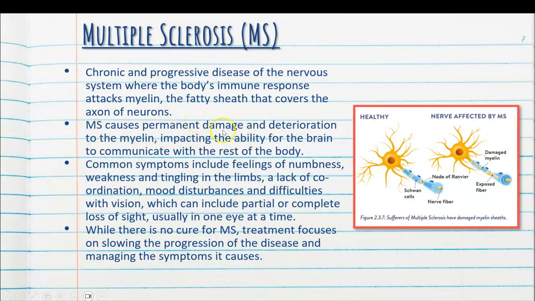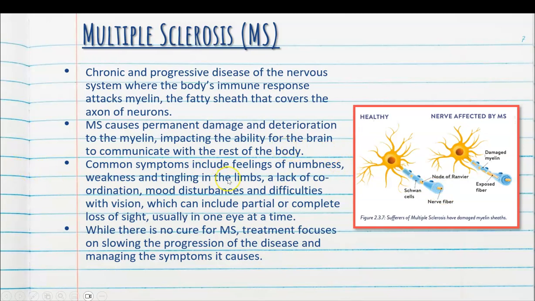the rest of the body, because we know the axon is responsible for the electrical message then being passed on to the dendrites at the end, or the synaptic buttons, I should say, at the end of the neuron to allow for transmission. If that myelin sheath is damaged, the message is unable to get through effectively.